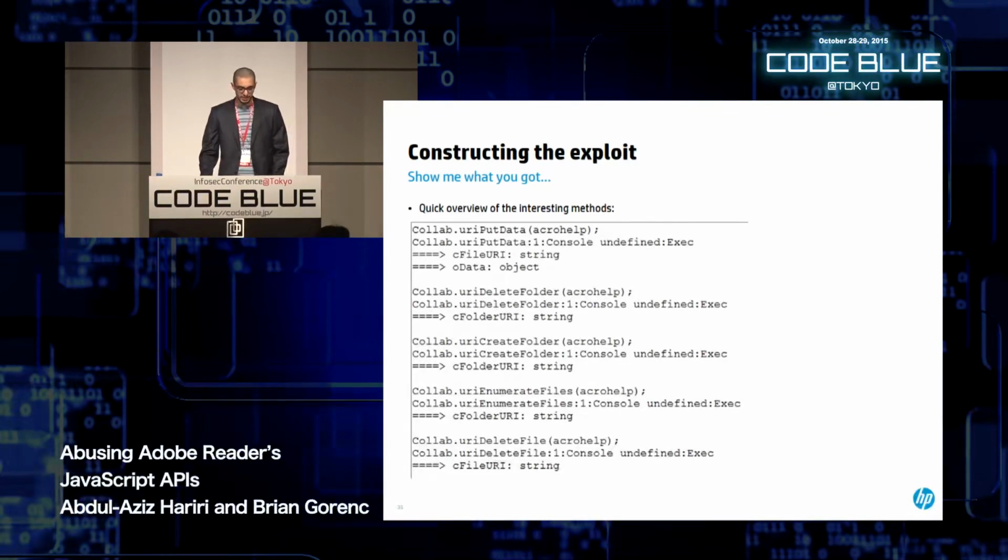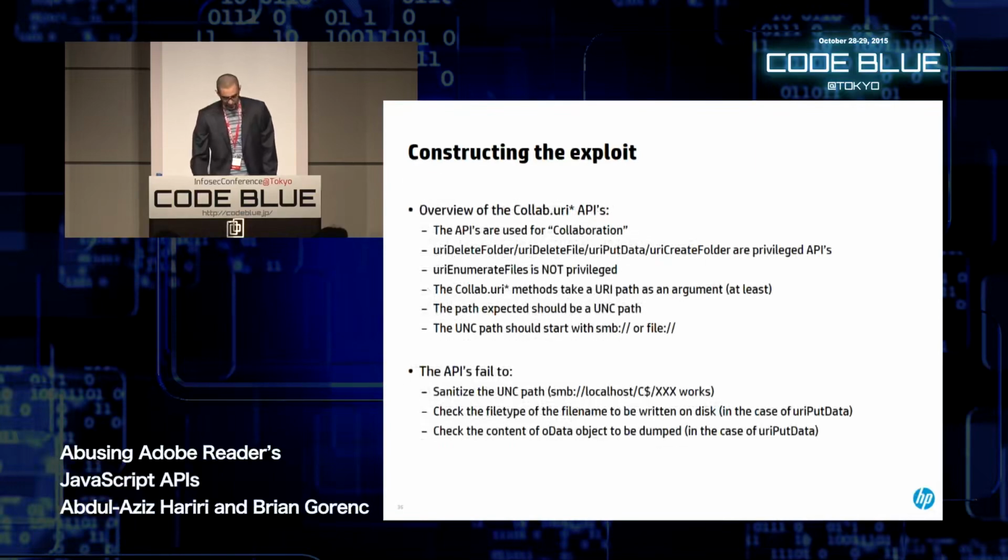Enumerate files also takes 1 argument, which is the path, and what this function does is list the contents of the folder that you want. So it's just kind of a directory traversal API. URI delete file, as the name implies, just deletes a file. It takes the path of the file that you want to delete. All right, so now we have a set of APIs that basically allows us to do whatever we want on disk, right? As an overview, these APIs are used as part of the collaboration feature that Reader exposes, which allows you to share files, submit them for reviews and stuff like that.